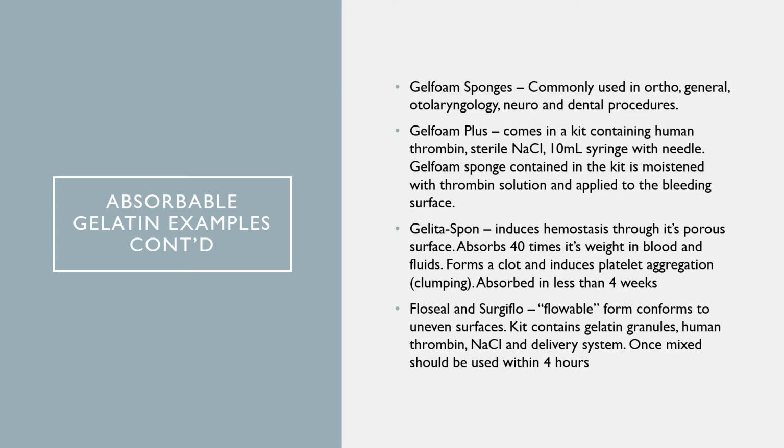Okay, next we have the Flow Seal and Surgiflow. These are our flowable form. Conforms to uneven surfaces. The kit contains gelatin granules, human thrombin, saline, and the delivery system. And once mixed, it should be used within 4 hours. This is another common combo that we use a lot, Flow Seal and Surgiflow. They are very, very commonly used in surgery.